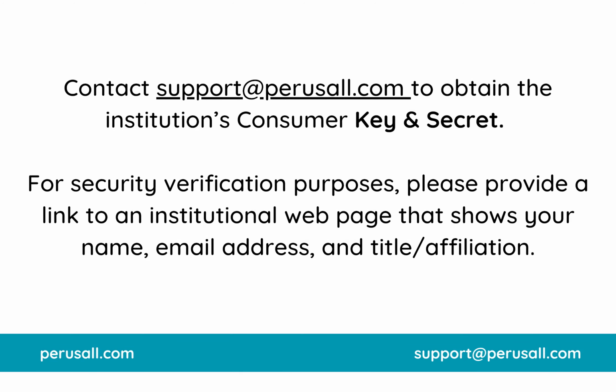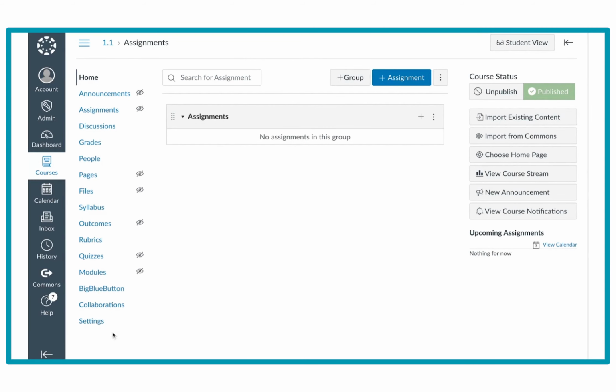First and foremost, you're going to want to reach out to support@perusall.com and ask for the key and secret. For security reasons, you want to show us some sort of verification of your email attached to your school website, or you can ask the department head to vouch for you. Once we verify you, we will send you the key and secret, and then you can begin the setup process in Canvas. You're going to be in your course, and you're going to press settings.